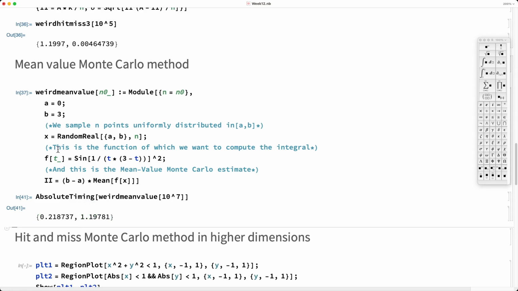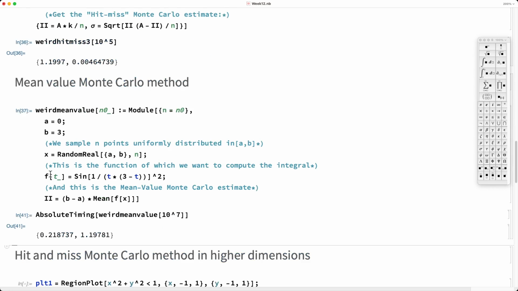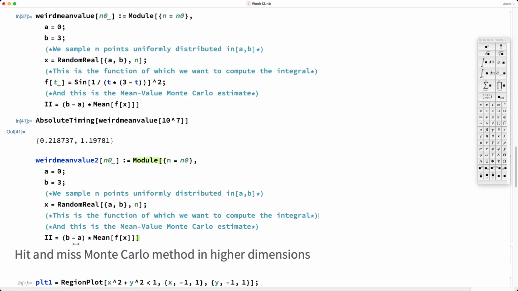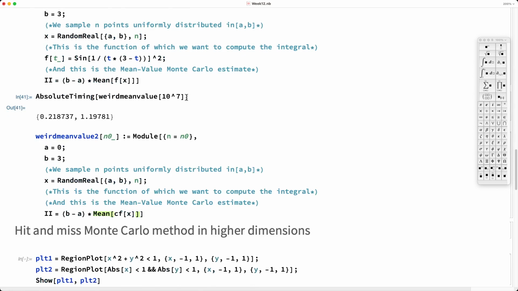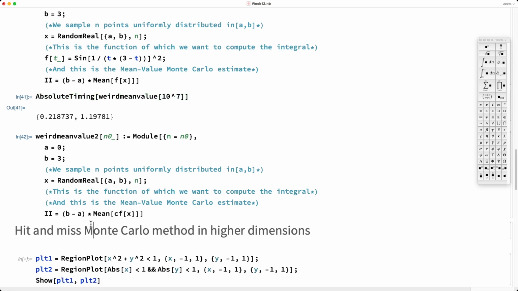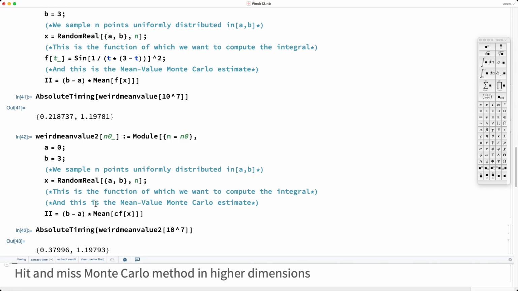We can also try and improve this by calling the compiled f function here instead of the f function. So let's try 2 here, and we have already defined this compiled function. I'm simply going to call cf here. So let's try and define this, and now I can do absolute timing. And in this case, it actually takes longer.